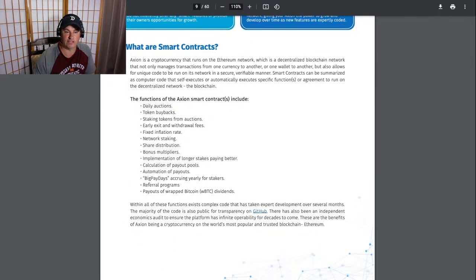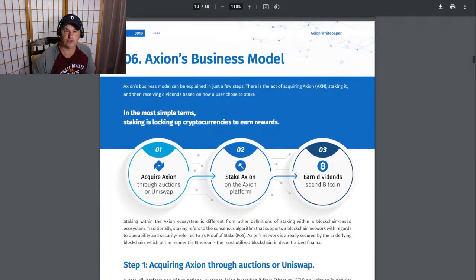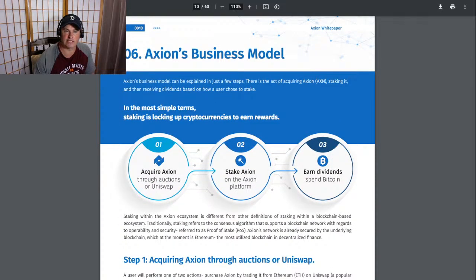Within all of these functions exists complex code that has taken expert development over several months. The majority of the code is also public for transparency on GitHub, where a lot of people put their code. There has also been an independent economics audit to ensure the platform has infinite operability for decades to come. These are the benefits of Axion being a cryptocurrency on the world's most popular and trusted blockchain, Ethereum. So that's pretty neat. Now let's get down to the very exciting Axion's business model.